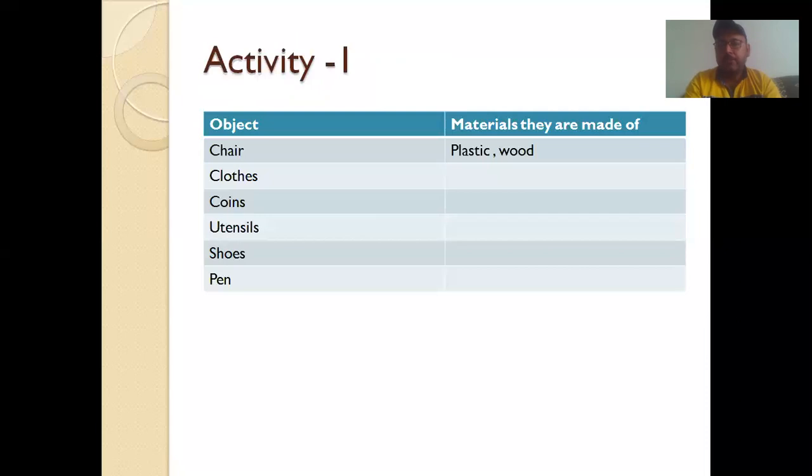So this is activity one for you, which I have made. The objects are mentioned on the right hand side. You have to write the materials they are made up of. One example I have solved for you, chair. Chair is made up of plastic or wood. Same way, you have to find out the materials for clothes, coins, utensils, shoes, pen.